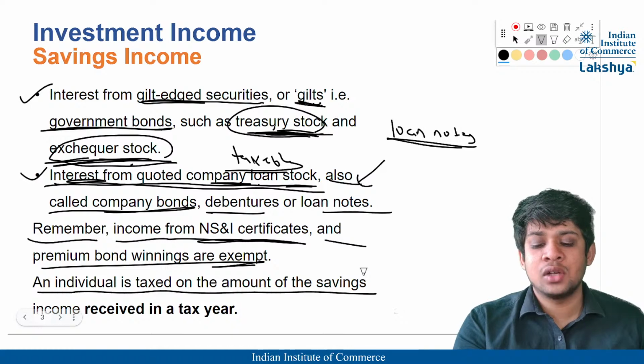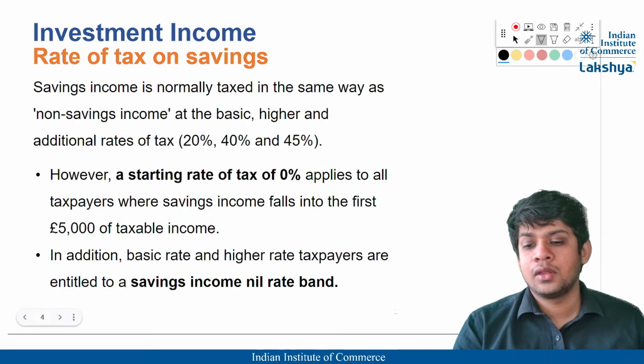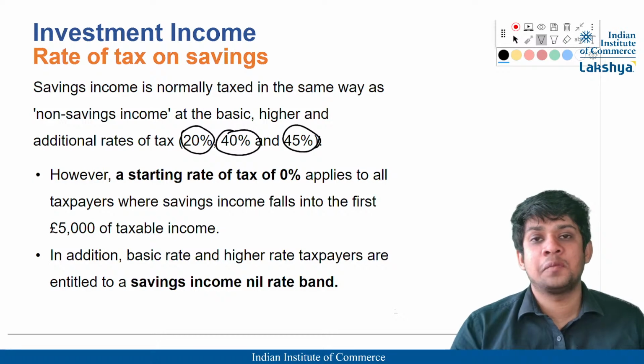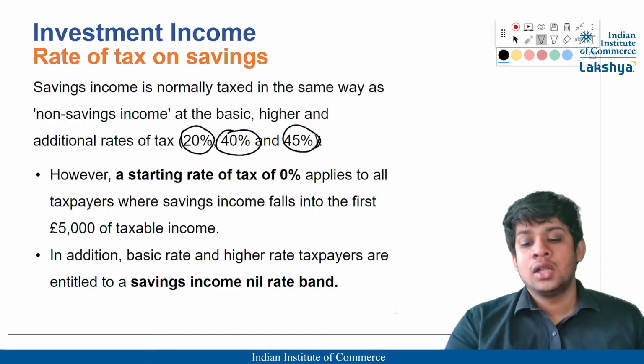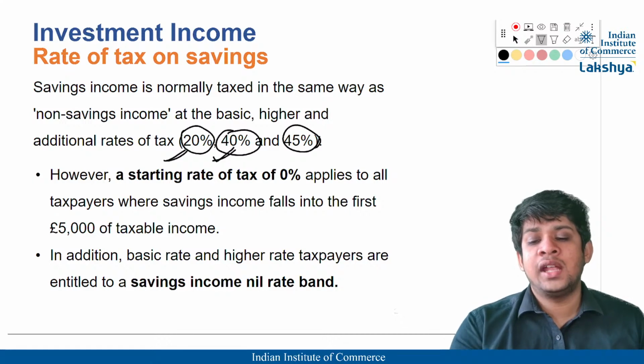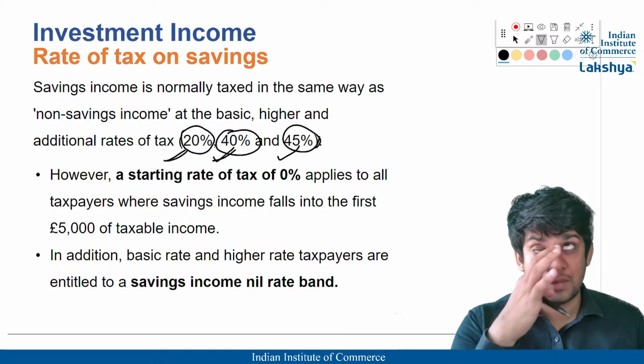An individual is taxed on the amount of savings income received in the tax year. Savings income is usually taxed at the bands of 20%, 40%, and 45%. And the band is the same. Till 37,700 it is 20%. Till 150,000 it is 40%. And above 150,000 it is 45%.